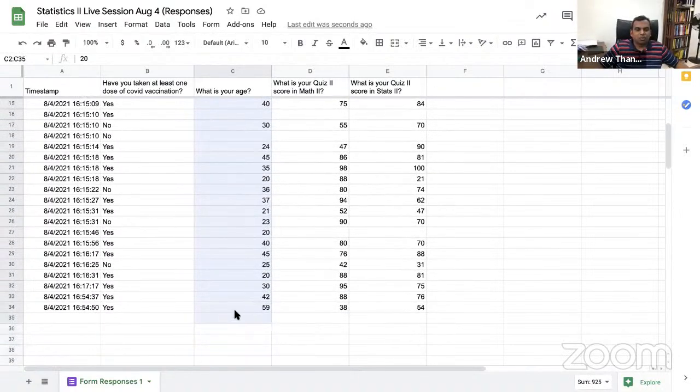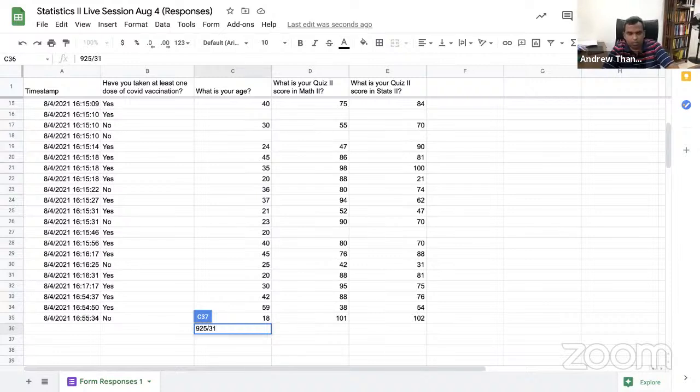Okay, so let's see. We have 31 samples, right? 33 minus 2, so that's 31 samples already. Sum is 925. 925 divided by 31. What is that? Let's try that. Oops. I think I missed the equal to. 29.84. That's the average. Okay.